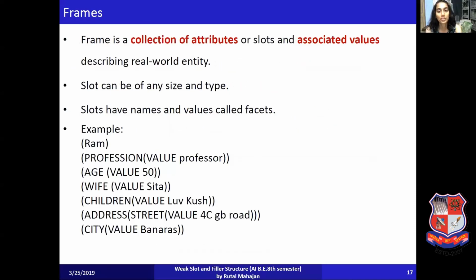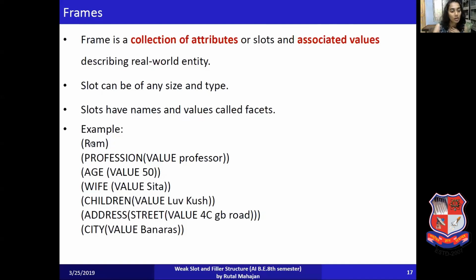A frame is a collection of attributes or slots and associated values. Just understand one thing: wherever slots are there, those slots have associated values from real world entities. A slot can be of any size and type. A slot can have names and values of different types. Let's see the example. First, RAM. RAM is associated with the profession. The value is professor. Now, age of RAM. The value is 50.